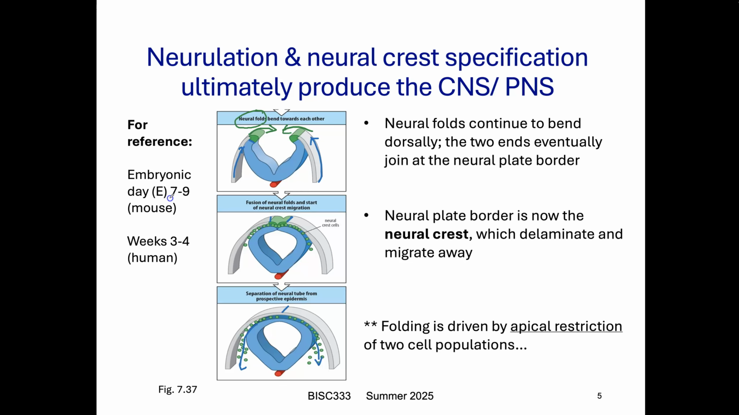Now this is happening very early in the mouse, so day 7 to 9 after fertilization, but it's weeks 3 to 4 in the human. After implantation, as you will remember, human development takes much, much longer than mouse development, even though in the earliest stages they're very, very similar in terms of timing.